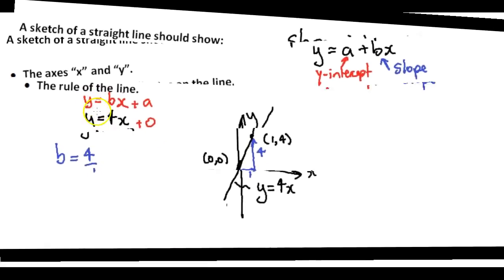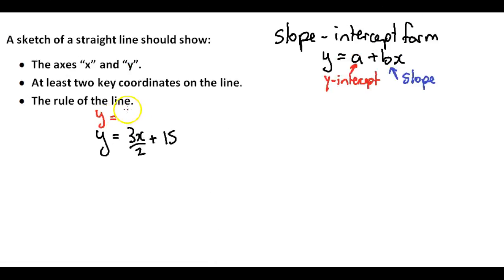Our next line, compare it to the general form. We'll put the x first and then the constant term, and so we can see our y-intercept is 15. So we draw our axes and we'll put our 15 about there.